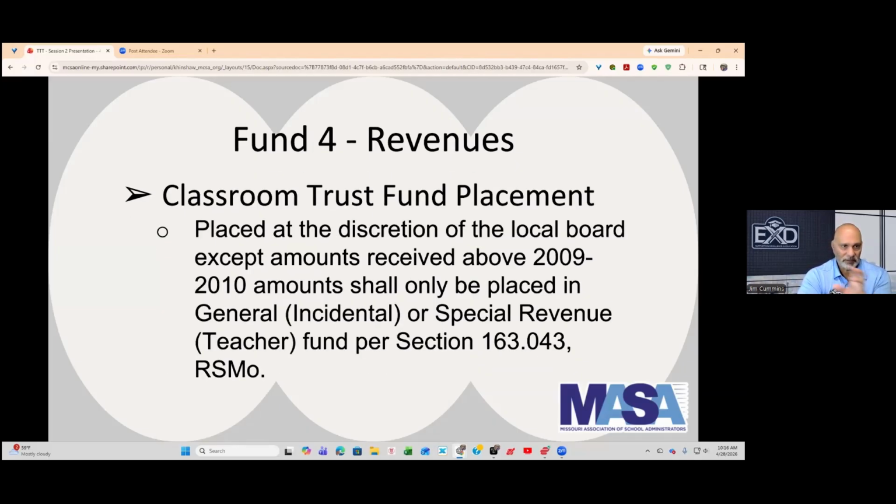So we talked last time about the revenue pieces and what can be placed where, but I'm going to review a couple here. Classroom Trust Fund, just keep in mind that whatever is above the 09-10 amount has to go into Fund 2. So you need to go back and look at what you got in Classroom Trust Fund in 2009-10. And if you're receiving more than that now, the excess has to go into Fund 2, but everything up to that amount could be placed into Fund 4.